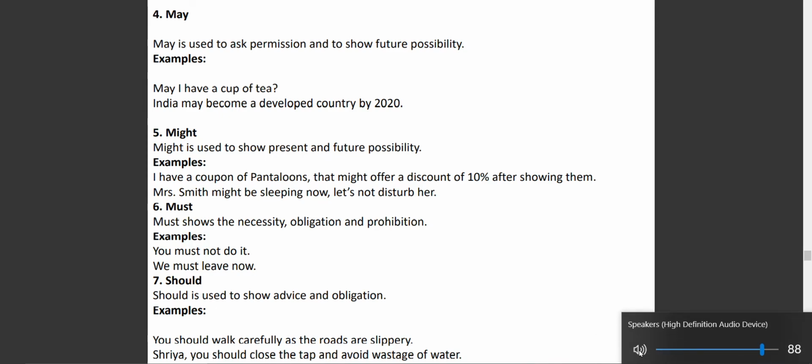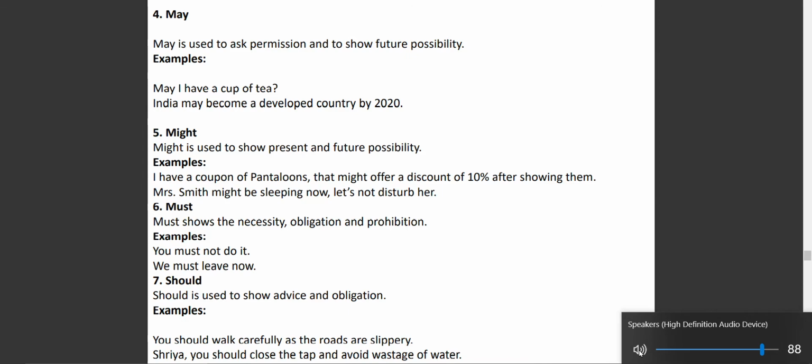Let's come to the might. Might is used to show present and future possibility. Examples: I have a coupon of Panatones that might offer a discount of 10% after showing them. Mr. Smith might be sleeping now, let's not disturb her. This is the usage of might: to show present and future possibility.